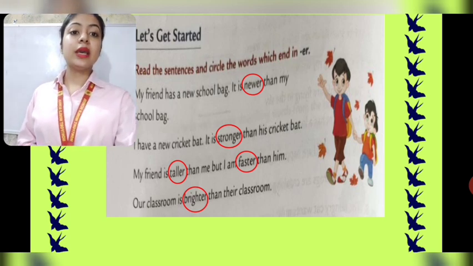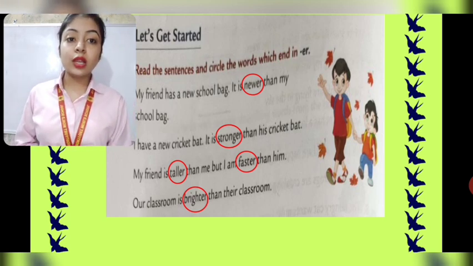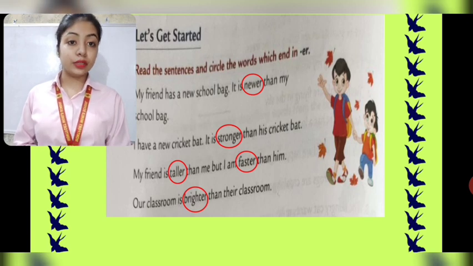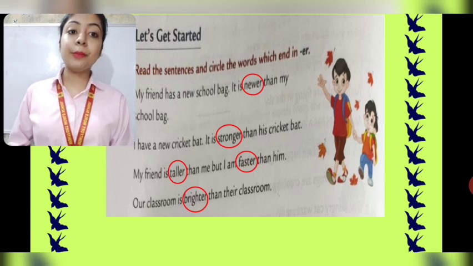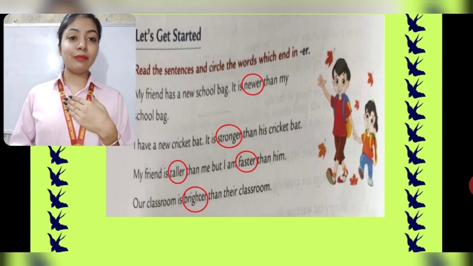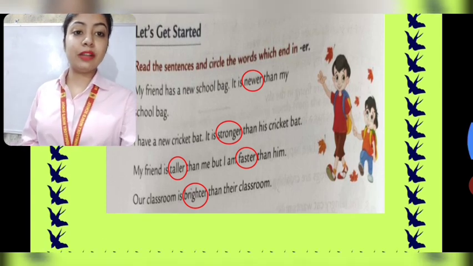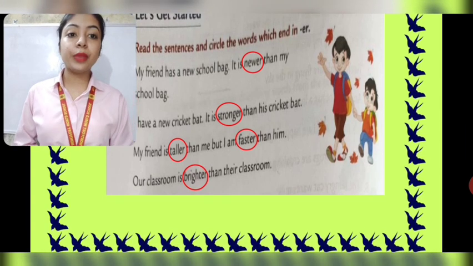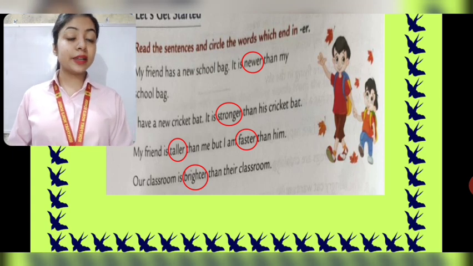You will circle it. My friend is taller than me. Now taller word. You will circle it. But I am faster than him. You will circle faster. Our classroom is brighter than their classroom.